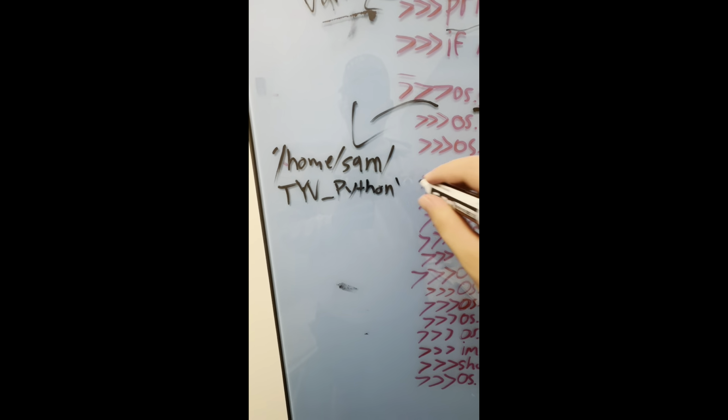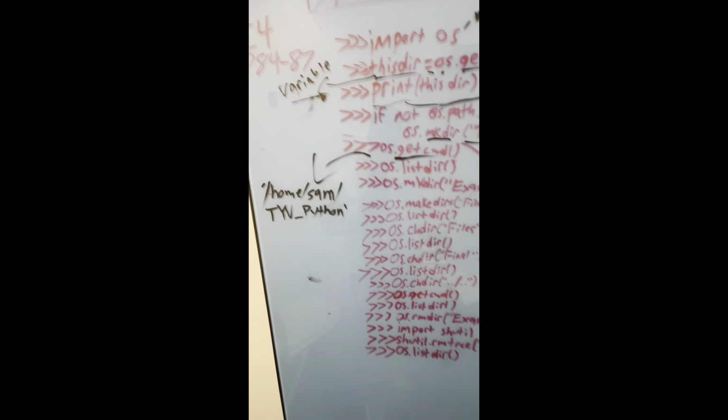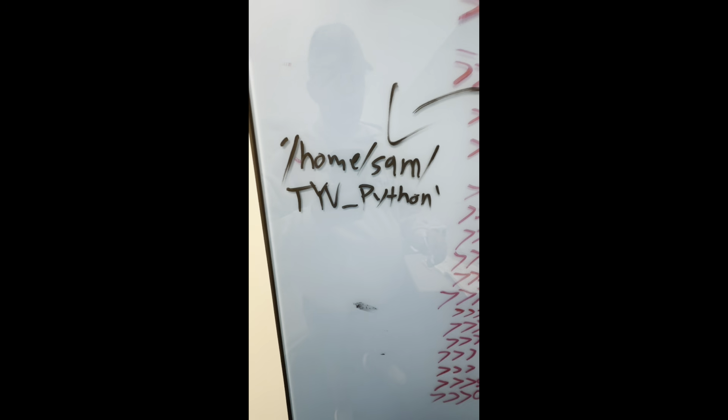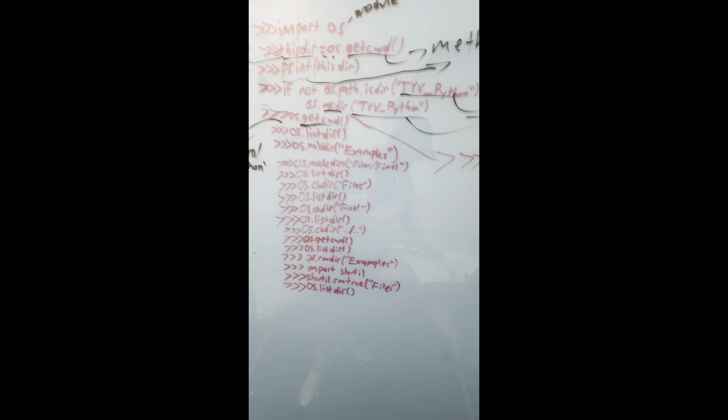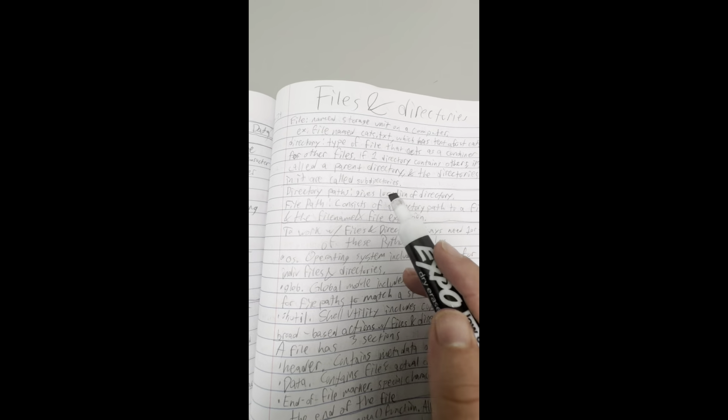home/sam/tyv_python. So that is showing the directory path, which is a term I wrote down at the beginning of this chapter. Actually, I can tell you that right now. The directory path just gives the location of a directory right here. So that's showing where it's at.